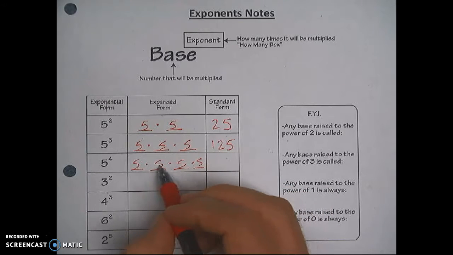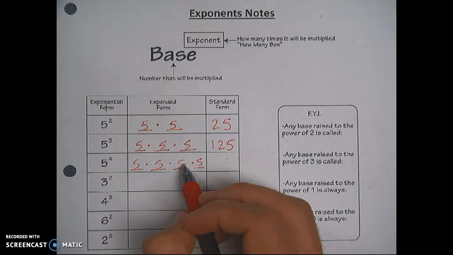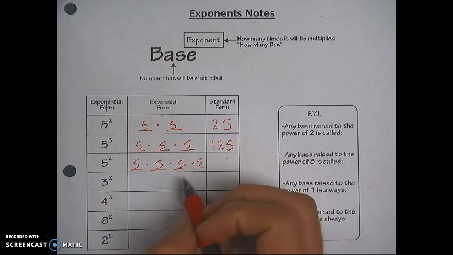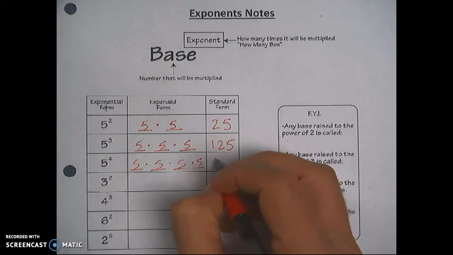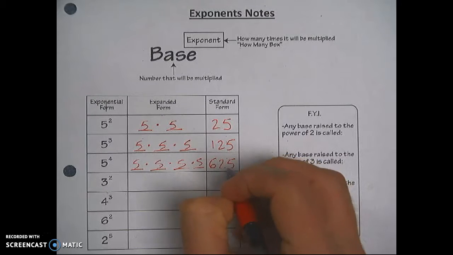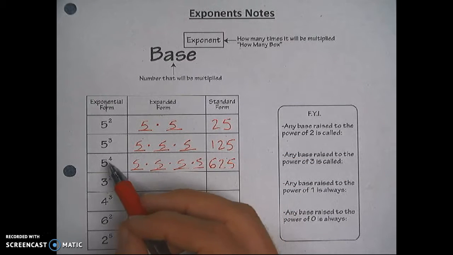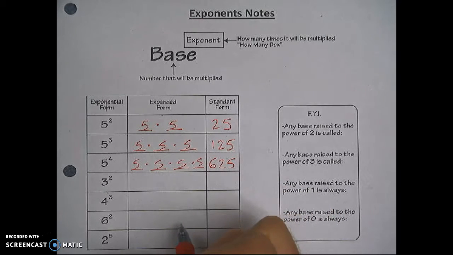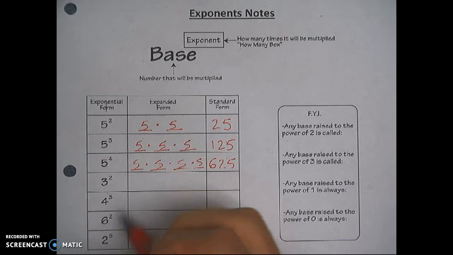So we already know 3 5s give me 125. So now I got to multiply that times 5 one more time. So if I multiply this by 5, and you can use your calculator, it is 625. So again, 5 times 4 is 20. Nowhere close to 625.